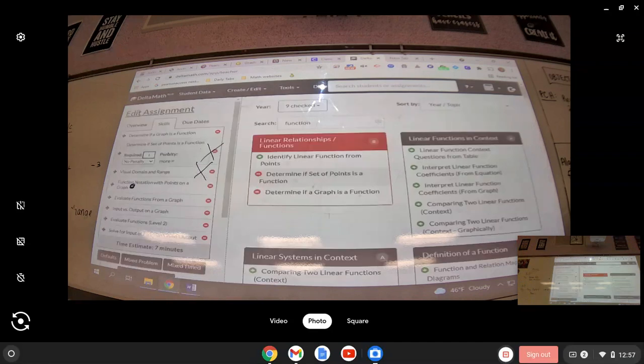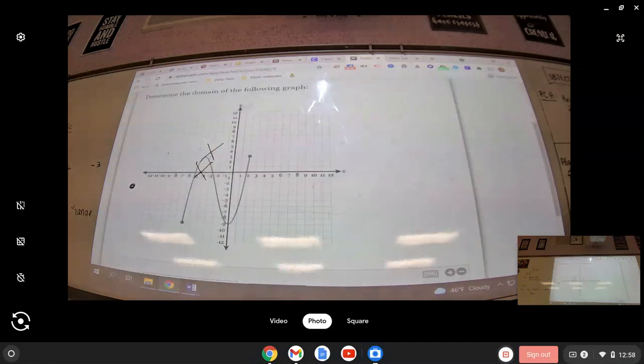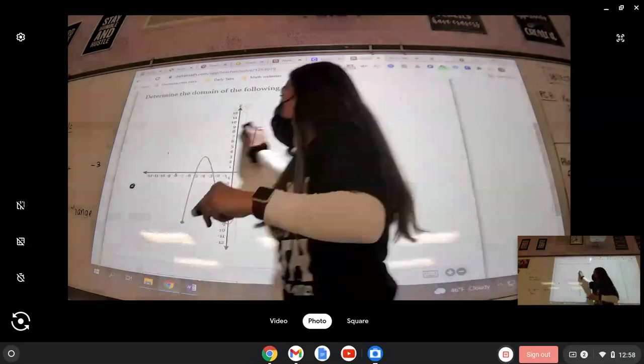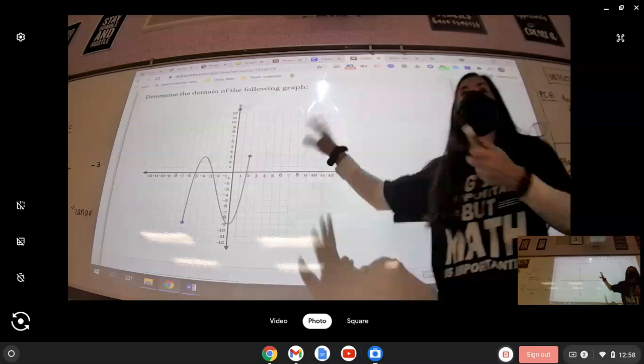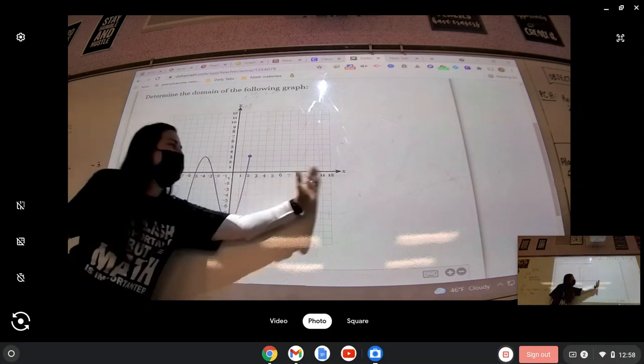All right, what about this? Everybody's favorite, domain and range. They're either going to ask you the domain or they're going to ask you the range, but they're not going to ask you both for the same graph. This one says, determine the domain of the following graph. Domain are which values? X's. And how do X's go on a graph? X's go left or right.